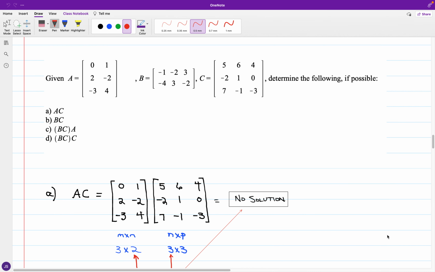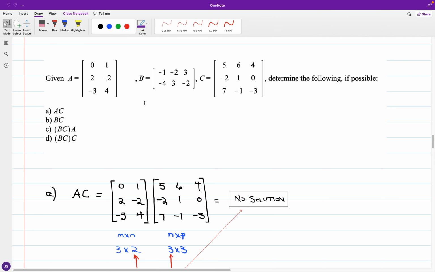Okay, and looking at what we have, say we have 3 given matrices, and we have that A is given as 0, 1, 2, -2, -3, 4 among the rows. For B, I have -1, -2, 3 for the first row, second row, I have -4, 3, and -2. And for C, I have a 3 by 3 matrix. The first row consists of 5, 6, 4. Middle row, we have -2, 1, 0. Last row, we have 7, -1, and -3.